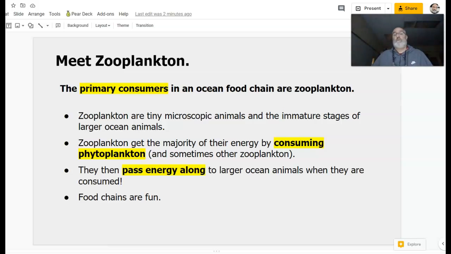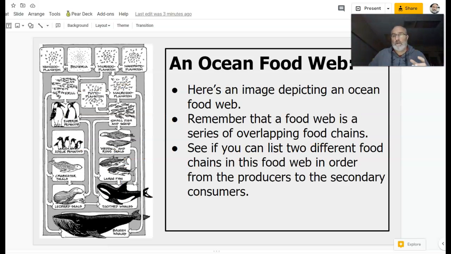Now, why should we care about these little critters, which we probably haven't heard before? Well, remember, somebody has got to consume the phytoplankton in order to move the energy up the food chain, right? And that's the role that zooplankton play. By consuming phytoplankton, they're absorbing that energy and they're providing it or moving it along to higher portions of the food chain.